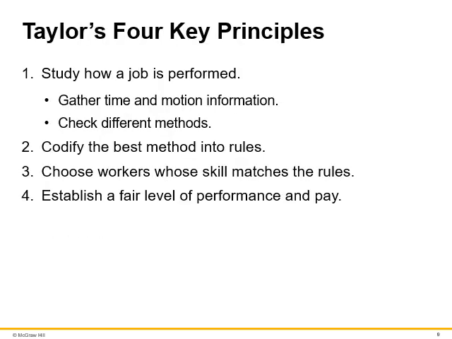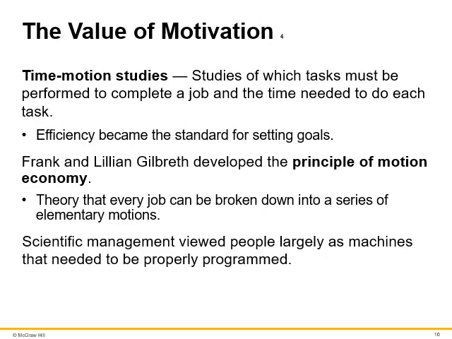Taylor's 4 key principles. Taylor was looking for the most efficient way, or the one right way, to do something. Workers were, in a sense, thought of as machines that could be fine-tuned. The 4 principles are: study how a job is performed, gather time and motion information, and check the different methods. Codify the best method into rules, choose workers whose skills match the rules, and then establish a fair level of performance and pay to get the job done.